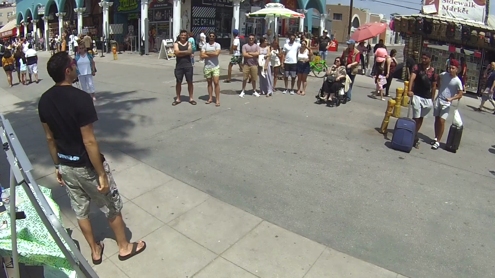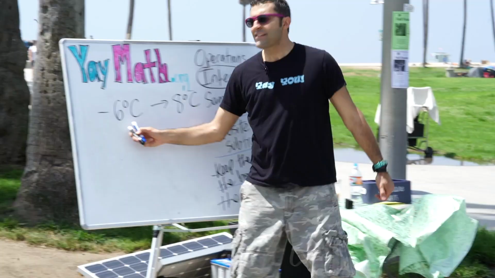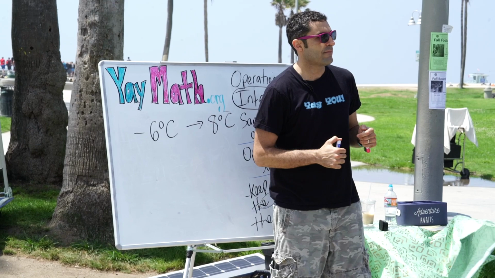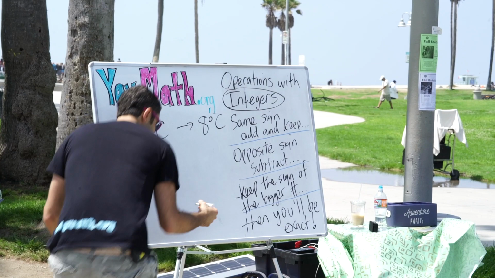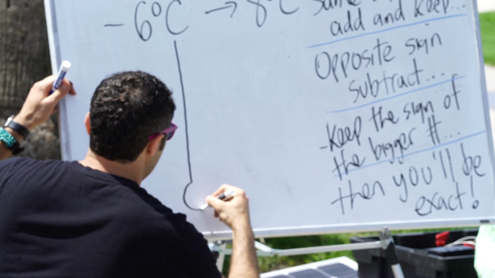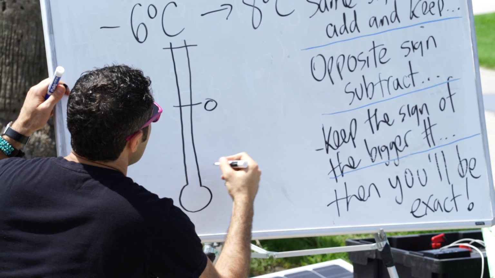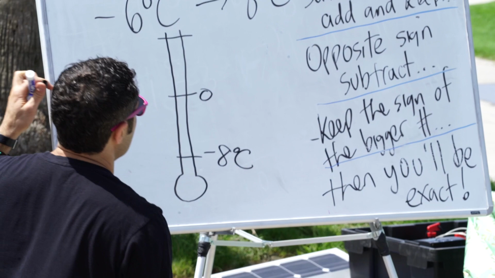Did it increase by 2? That's a good question. Let's do it. If it was negative 6 and it went up 2, it would be at negative 4. Let's do a thermometer visual. Okay, here we go. So here's 0. Here's minus 8. Very cold, very Montreal cold. So the hypothesis was going up 2.